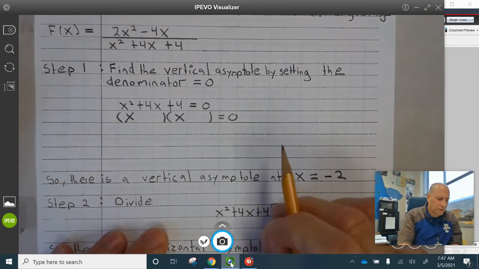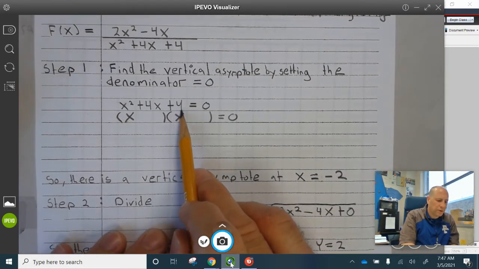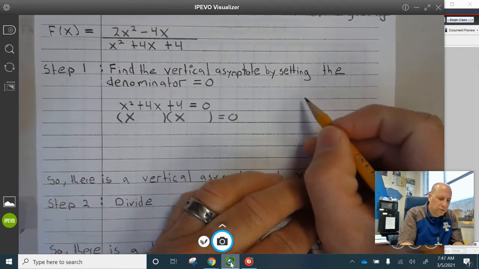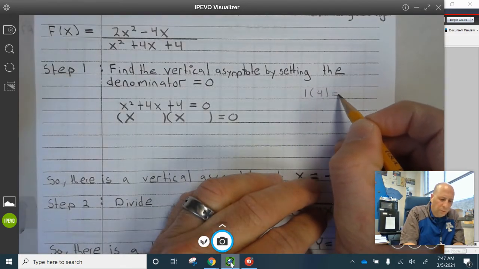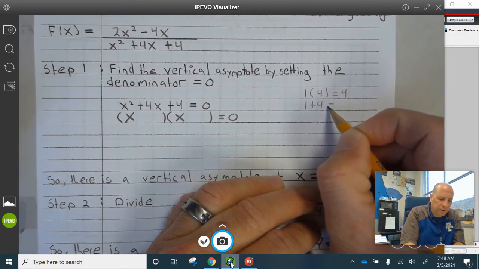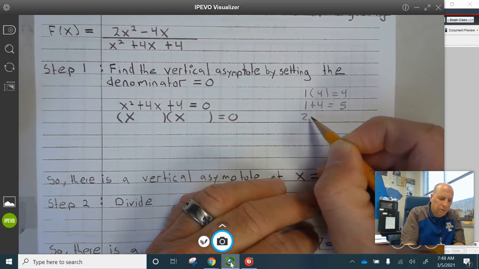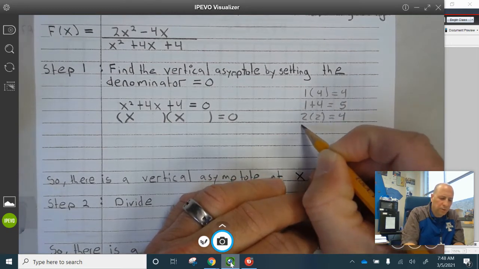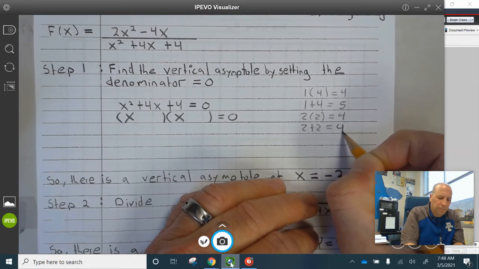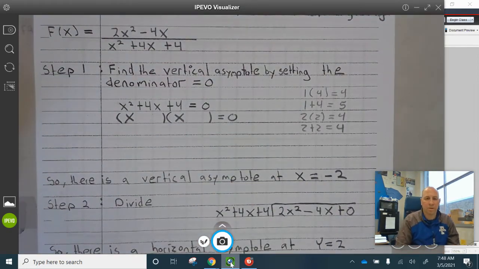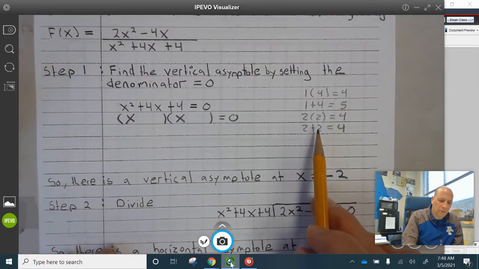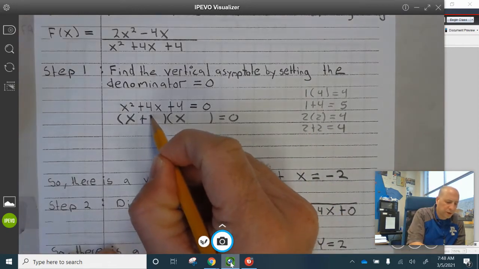Okay, so then we need to find out what number multiplies to give you 4 and combines to be 2x. Well, 1 times 4 is 4. 1 plus 4 is 5. That doesn't work. 2 times 2 is 4. 2 plus 2 is 4. Okay, so now we know that our factors are x plus 2, x plus 2.